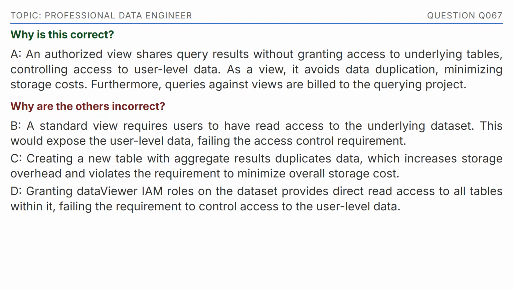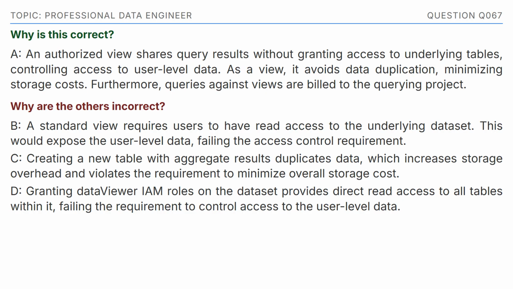Why is this correct? A. An authorized view shares query results without granting access to underlying tables, controlling access to user-level data. As a view, it avoids data duplication, minimizing storage costs. Furthermore, queries against views are billed to the querying project. Why are the others incorrect?